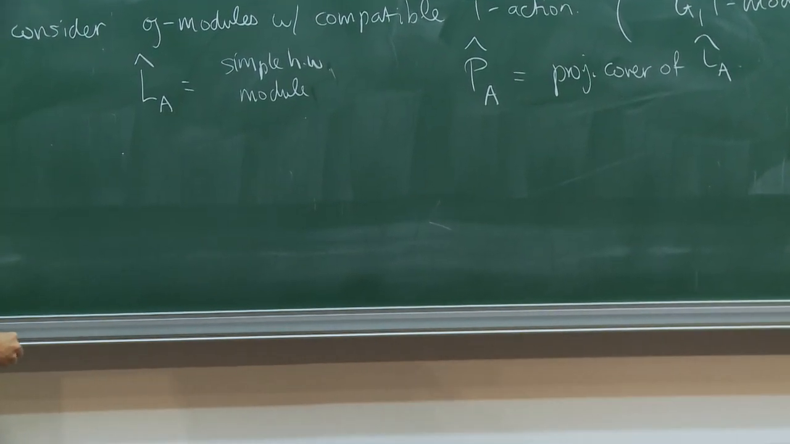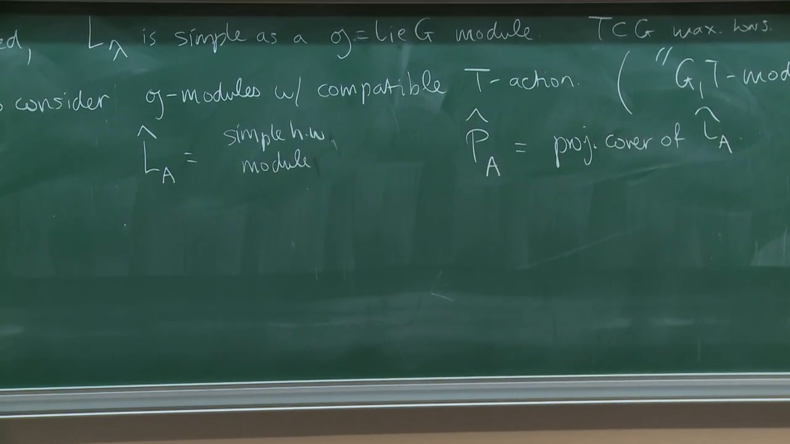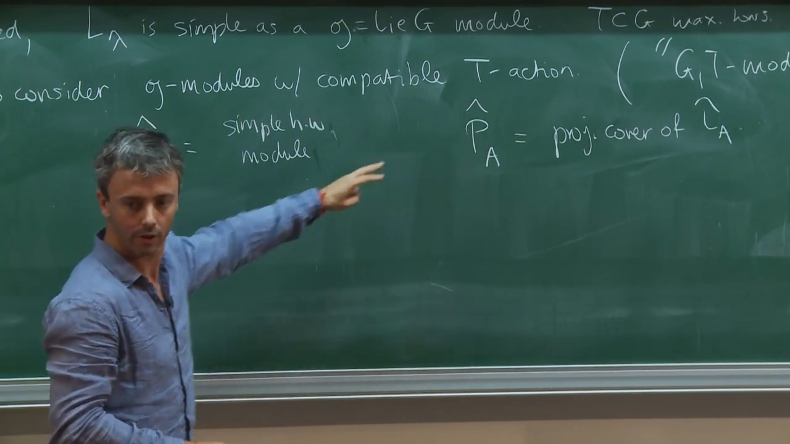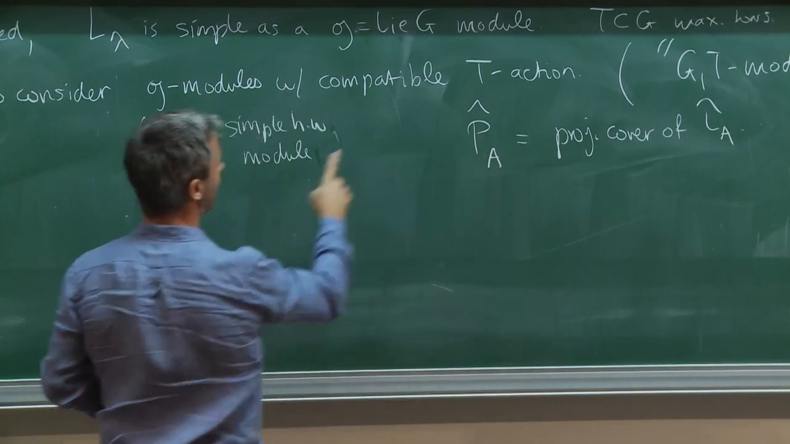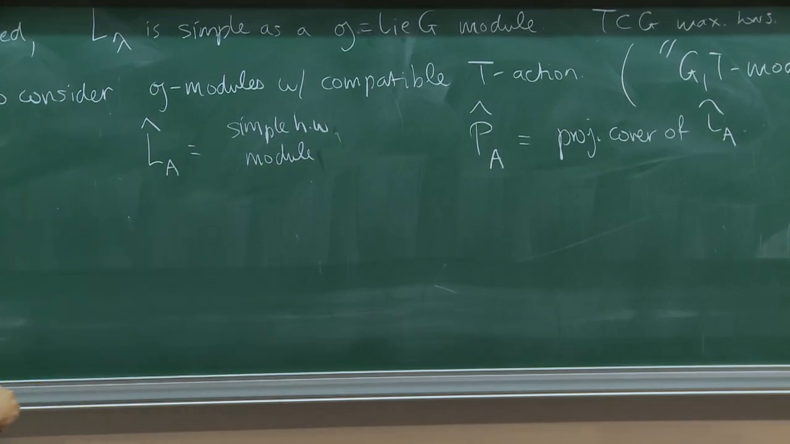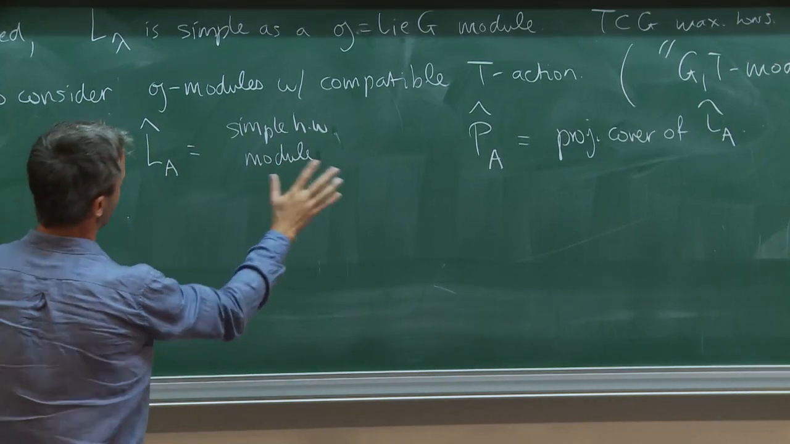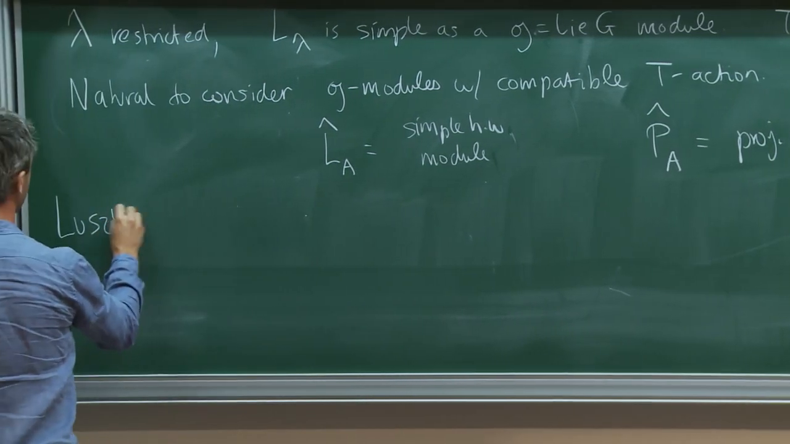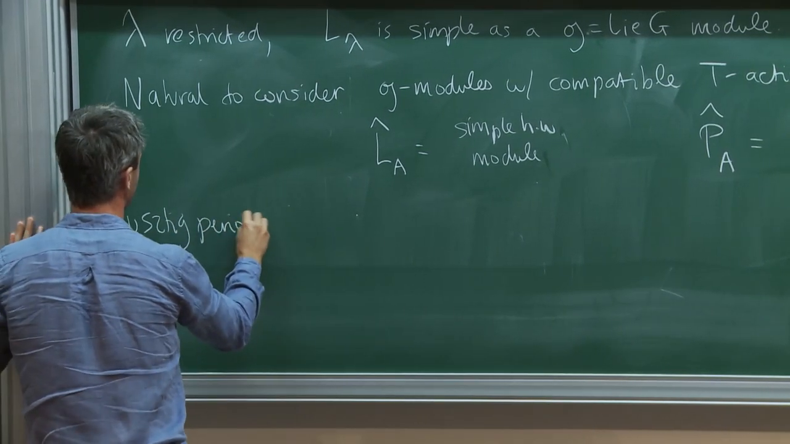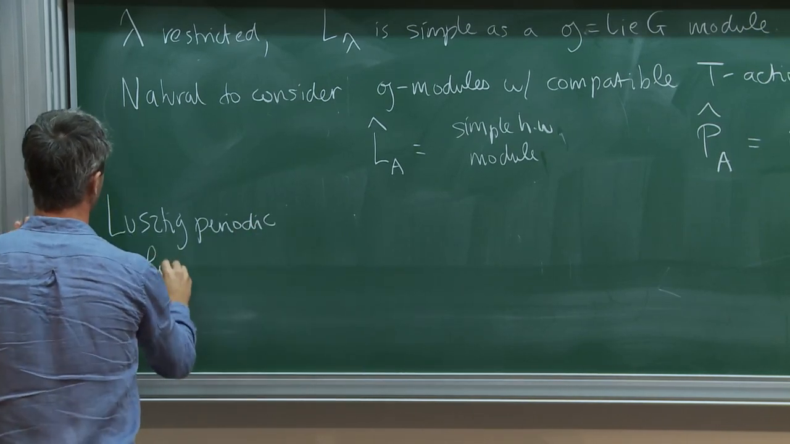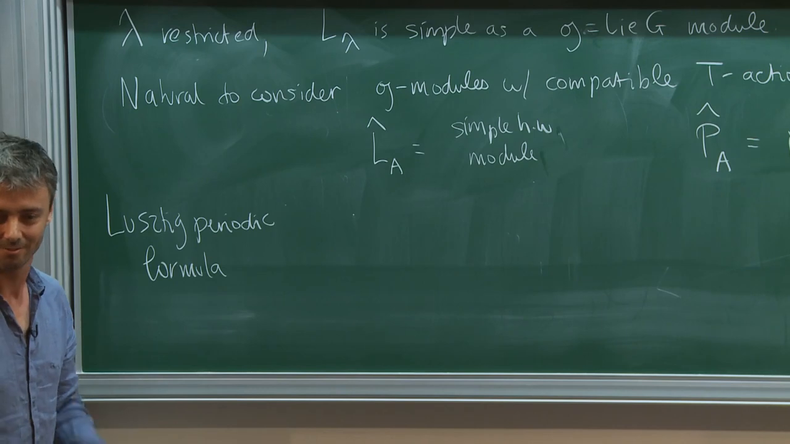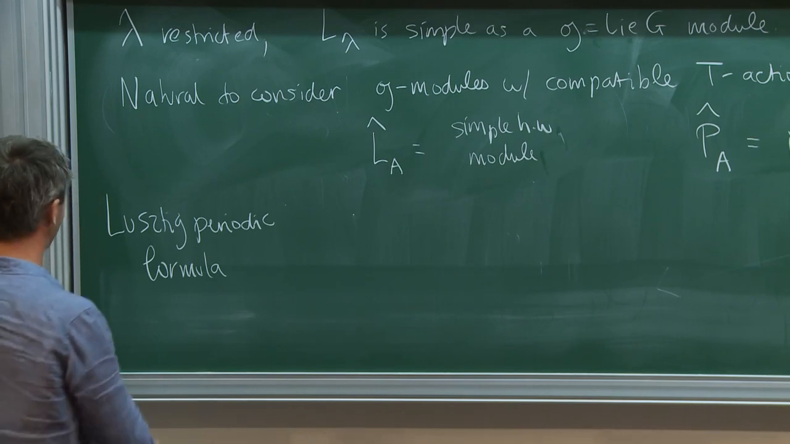And then the Lusztig periodic formula. And this is explicitly non-character. Knowing the character of this is basically the same question as knowing the character of this. Is it something like the reciprocity, like in Bernstein-Gelfand-Gelfand, the P over? Exactly. That's exactly what it is. Perfect.